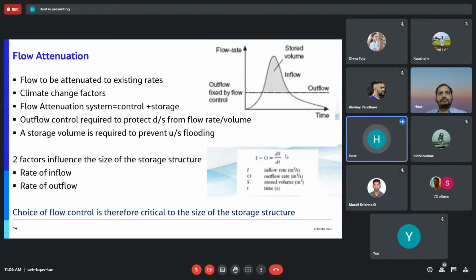So the factors that influence the size of the storage are, one, how much rate of inflow we are having, and second, how much outflow we require. Okay. And this curve you must have seen in reservoir routing, or for example when you are doing irrigation engineering. So basically it is a similar curve that we follow, where whatever is above the outflow line is a stored volume. Next slide, Omkar.